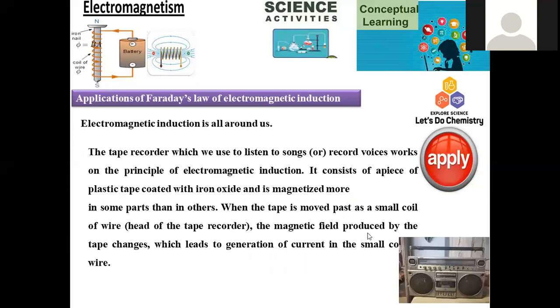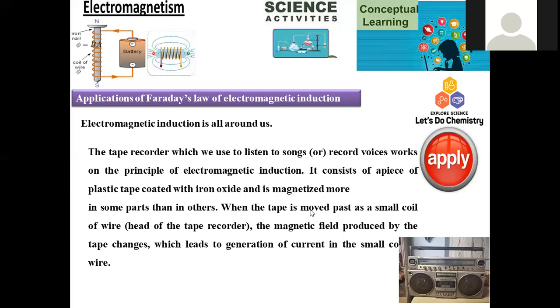Next is the tape recorder, where we get recorded sounds. A tape recorder, which we use to listen to songs and also to record voice, is purely based on electromagnetic induction. It consists of a piece of plastic tape, and iron oxide was taken and magnetized first, and the plastic tape was coated upon that.